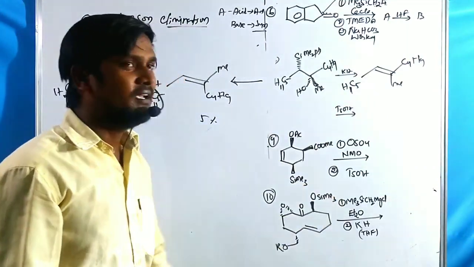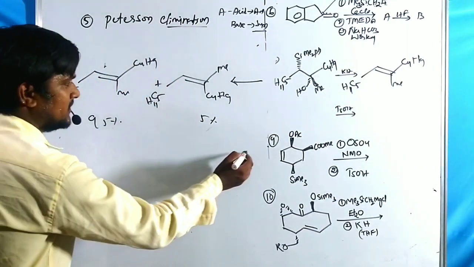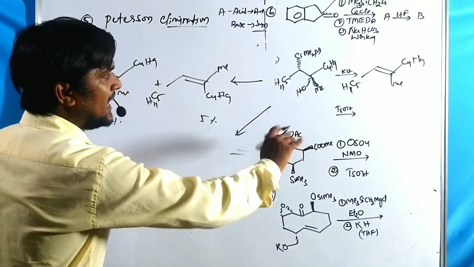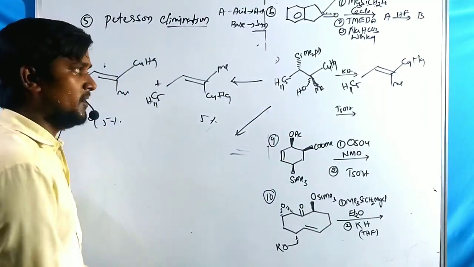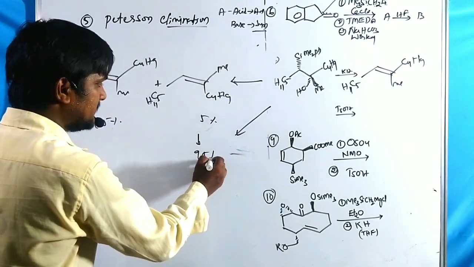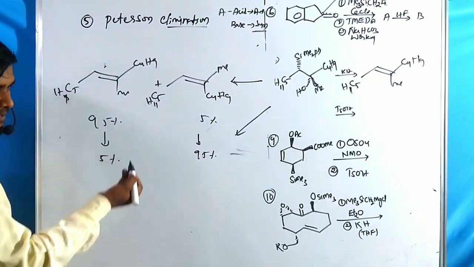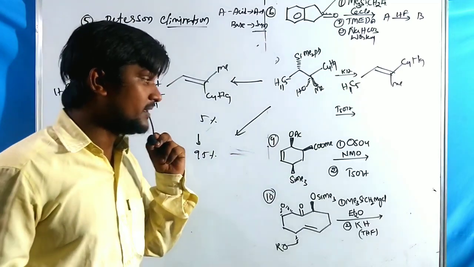Now in the case of the second one, acidic medium, it is the reverse. Acidic medium means anti-elimination, where both groups are present in the same plane, so it requires a CC bond, and it gets 95%, and here it appears as 5%. The ninth one is very important and useful.